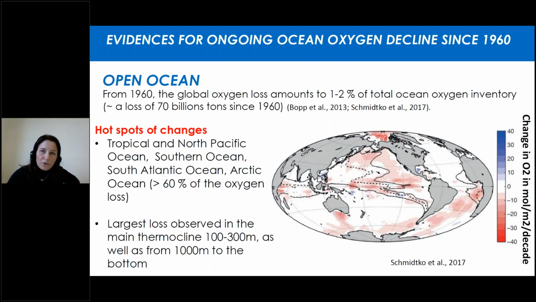So what happened with the oxygen in the global and the coastal ocean? For the open ocean, there are several papers that show that since 1960, the global ocean oxygen content has been decreasing by more or less 1 to 2%. This is a decrease of the global oxygen inventory, which represents more or less 70 billion tons since 1960. This decrease is not uniform, as you can see here on the map that shows the decrease of vertically integrated oxygen per decade. You have hotspots of change, mainly located in the North and tropical Pacific, in the Southern and Arctic Ocean, and also in the South Atlantic region. Over the vertical, there are also regions more affected by deoxygenation, located in the region of the main thermocline, mainly between 100 and 300 meters.